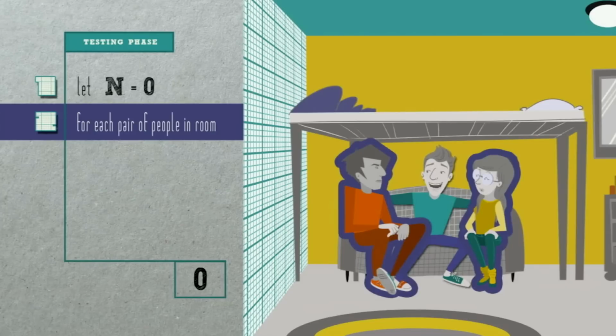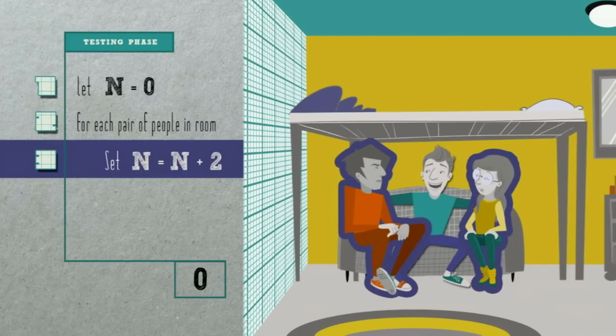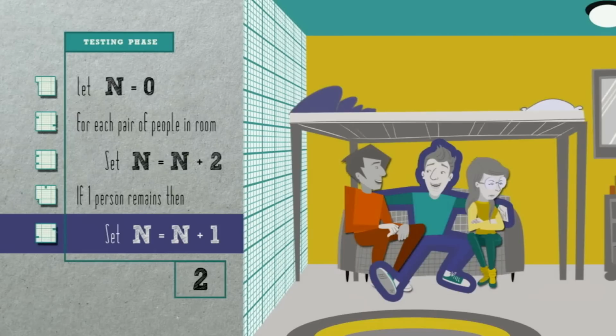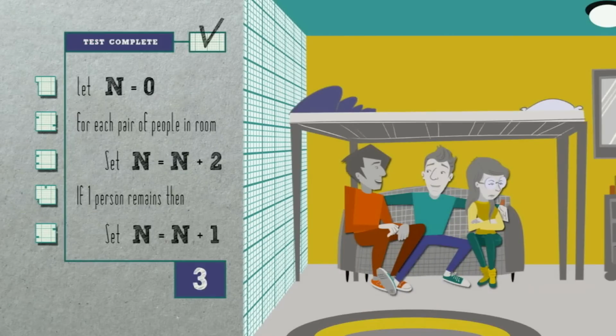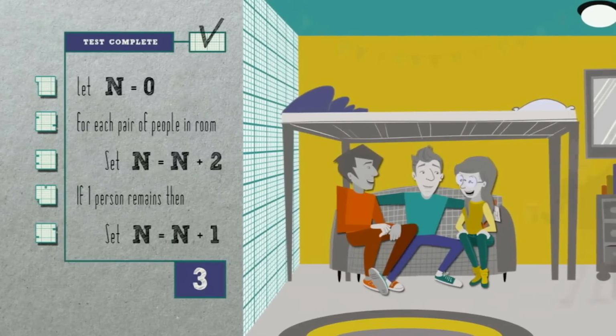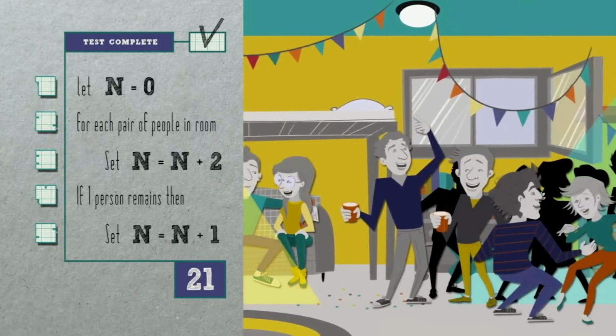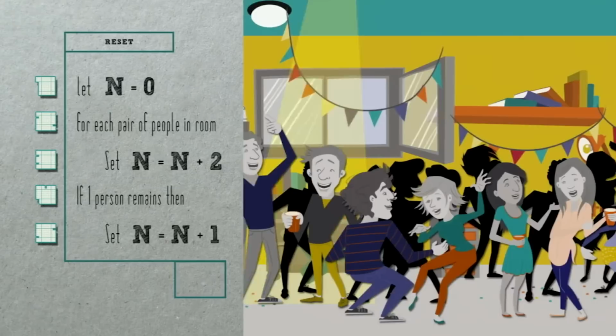For each pair of people in room, set n equal to n plus 2. If one person remains unpaired, set n equal to n plus 1. To solve this particular problem, we've introduced in line 4 a condition, otherwise known as a branch, that only executes if there's one person we could not pair with another. And so now, whether there's 1 or 3 or any odd number of people in the room, this algorithm will now count them. Can we do even better?